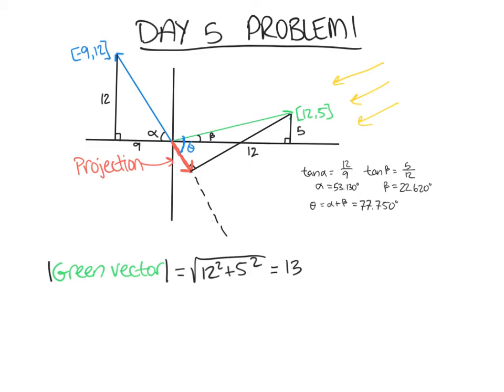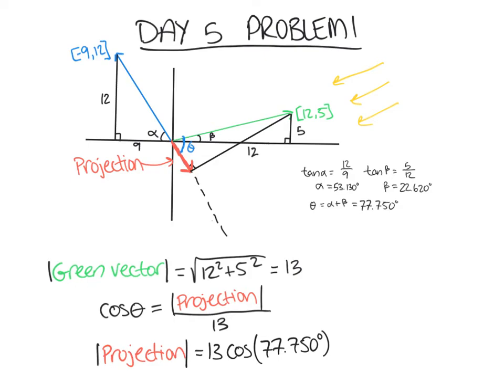So that's the magnitude of the green vector, essentially the hypotenuse of my right triangle. So now I can find the length of the projection, or the magnitude of the projection. Once we plug everything in, we get this result. So we know that the magnitude of the projection is 3.2. Now our job becomes finding the components of that projection.